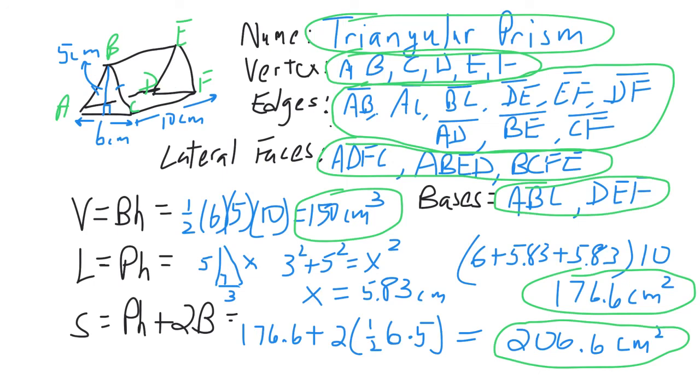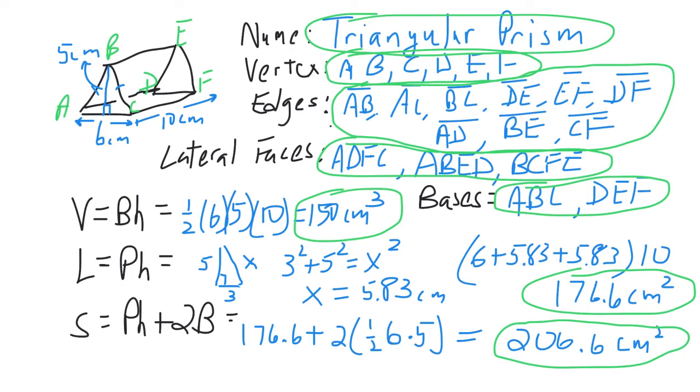For every prism, there are 2 bases, parallel and the same size. Volume is the area of the base, so it's the area of the triangle, times how high it goes from the one base to the other base. So the triangle is 1/2 times 6 times 5. 1/2 length times height times 10, the height of the prism.